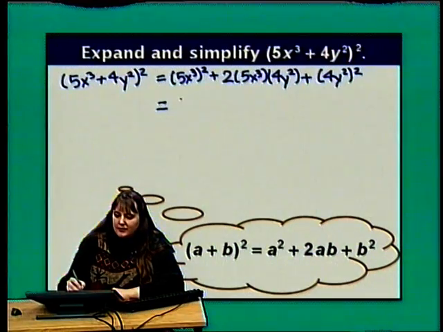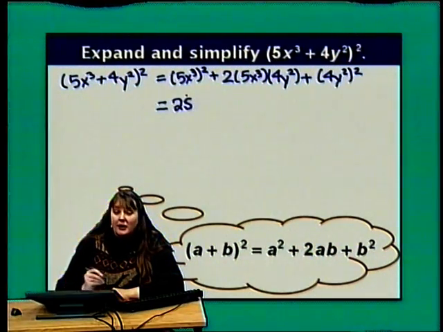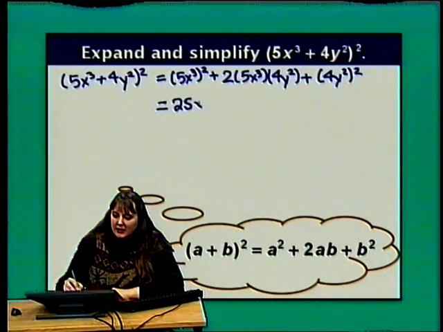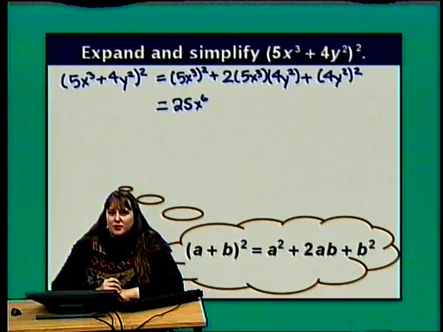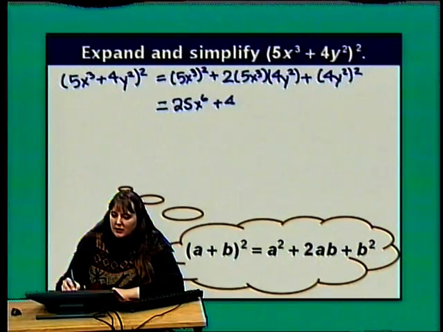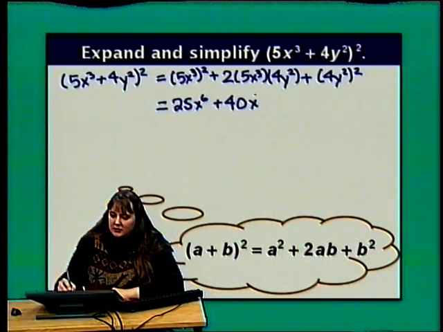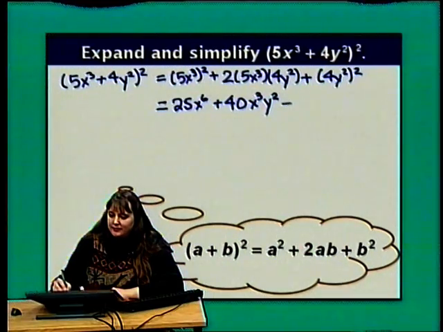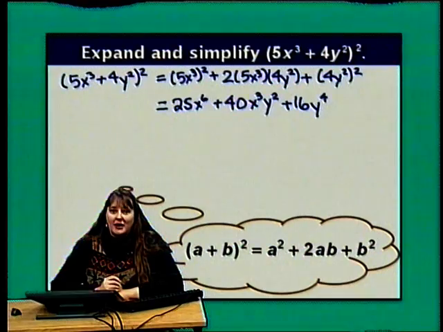5x cubed squared is 25. X cubed squared, again that's a power to a power, I multiply exponents, so x to the 6th. For our second term, I'm multiplying 2 by 5 by 4 to get my coefficient. 2 times 5 times 4 is 40. And I have x cubed y squared. 4y squared squared, well 4 squared is 16, and y squared squared is y to the 4th. Again, I had a power to a power, so I multiplied the exponents.